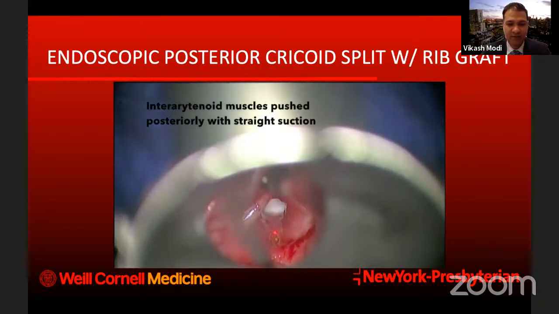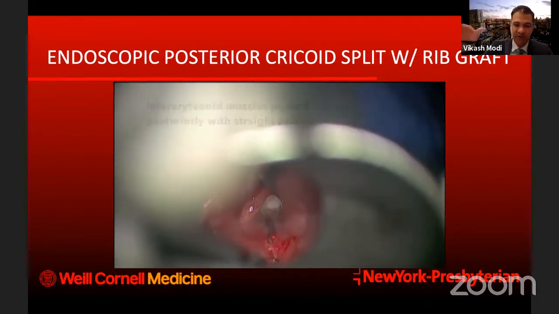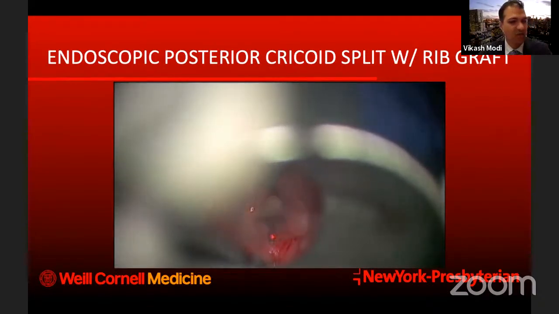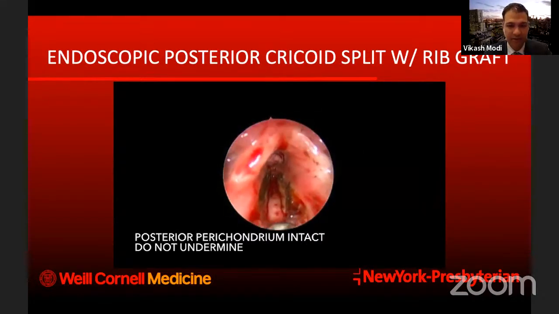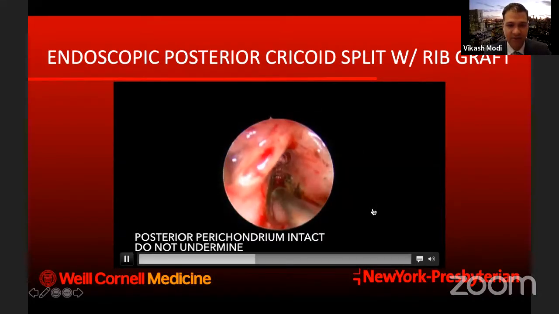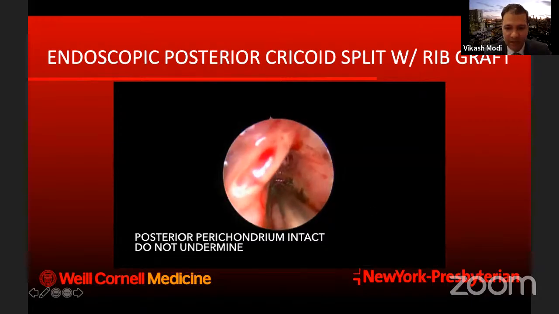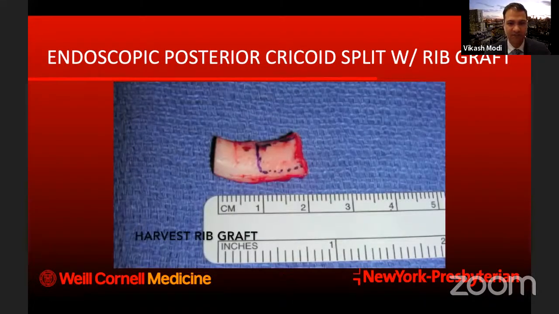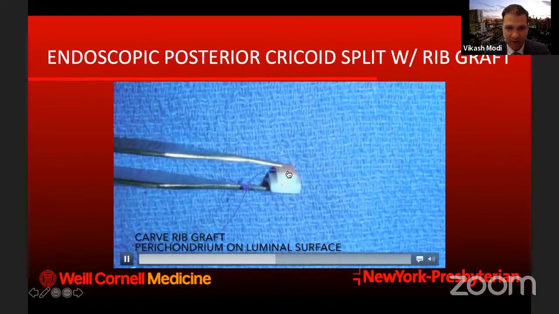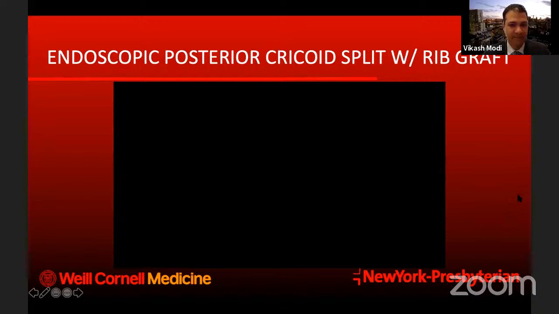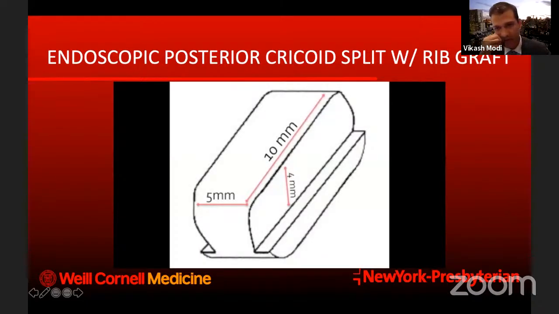You take your straight suction, you move the interarytenoid muscles posteriorly so you can access the cricoid plate, and I'll divide the cricoid endoscopically, and it's very important to not divide the perichondrium here posteriorly. We'll measure the length of that defect with a straight suction, then we'll harvest a rib graft, and notice we'll carve the rib graft with perichondrium only on the luminal surface. These are the average dimensions for the rib graft.